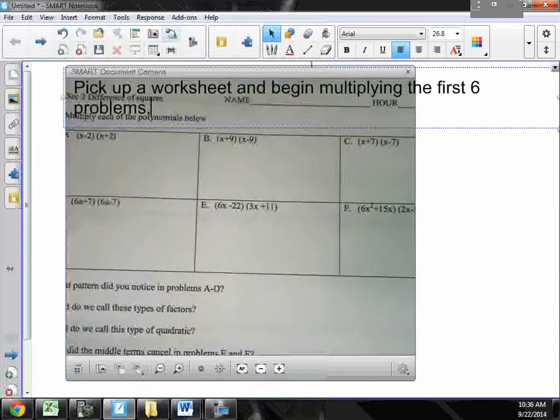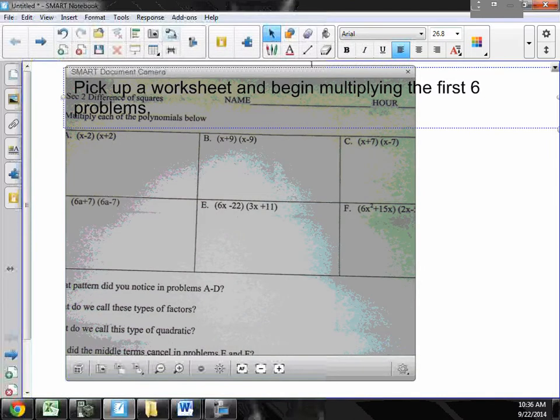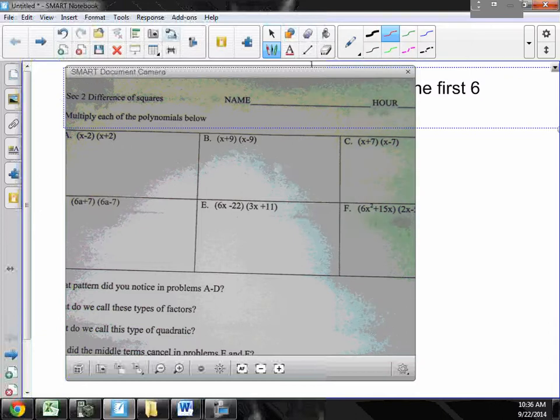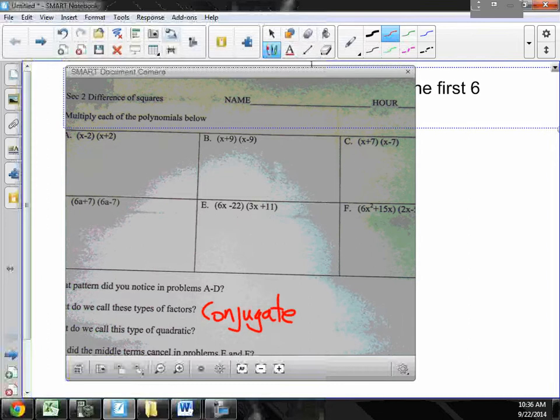So how come the middle term canceled? What is it about those factors that made the middle term cancel? They have the same numbers and opposite signs. So whenever you have two factors that have the same numbers and have opposite signs, so A through D, you will always have a middle term cancel. And because that happens, we've given these a name. These are called, down here, conjugates. So anytime you have two factors that are the same with a different sign, those are called conjugates.